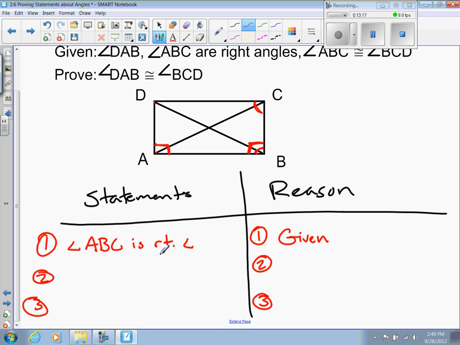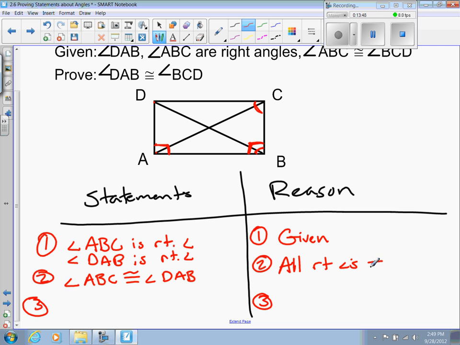So angle ABC is a right angle. I'm also going to squeeze in there that angle DAB is a right angle. Put those on the same line under the same given. Now I'm going to use the fact that all right angles are congruent. Angle ABC is congruent to angle DAB. All right angles are congruent.